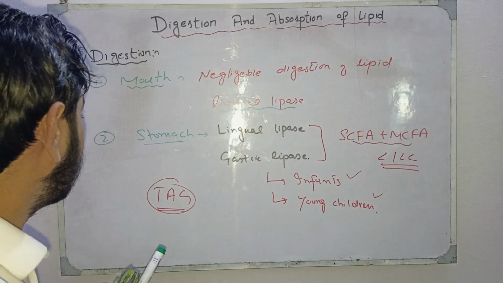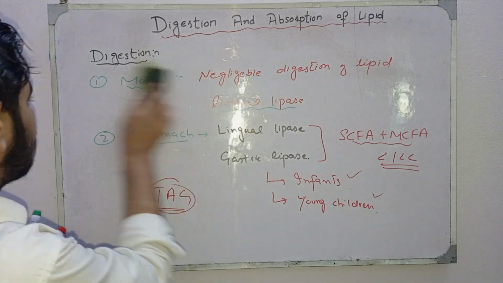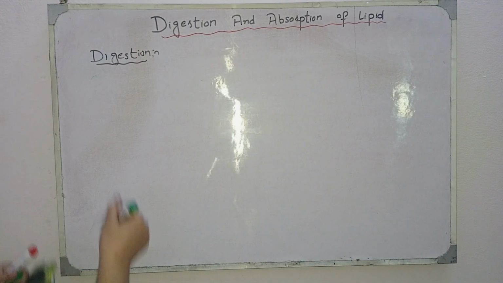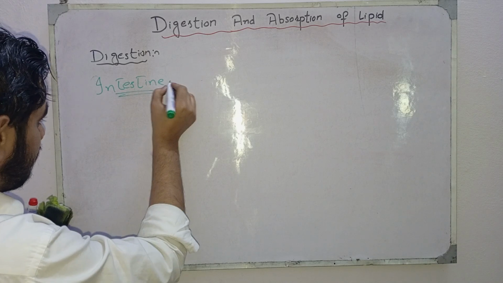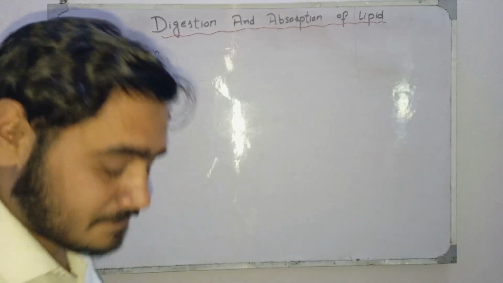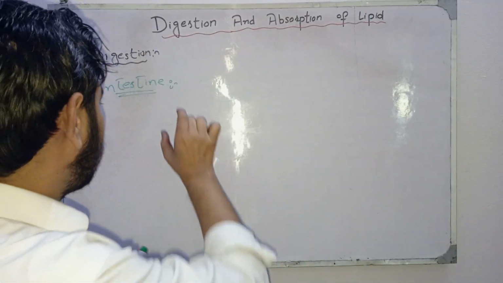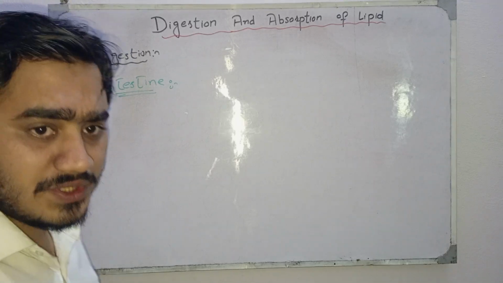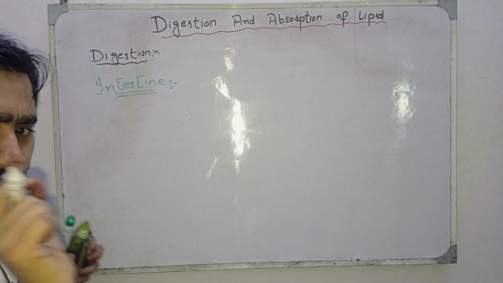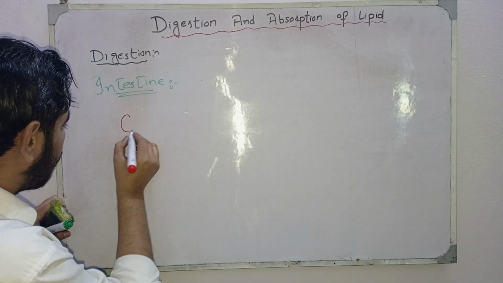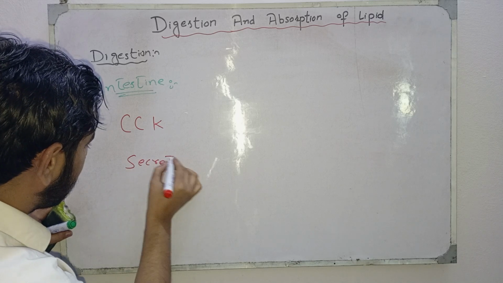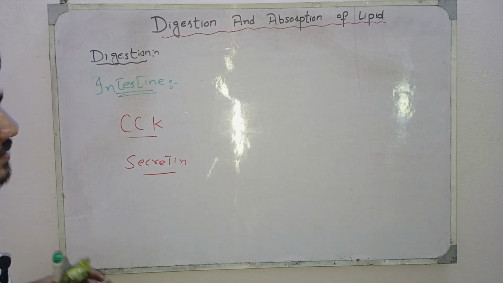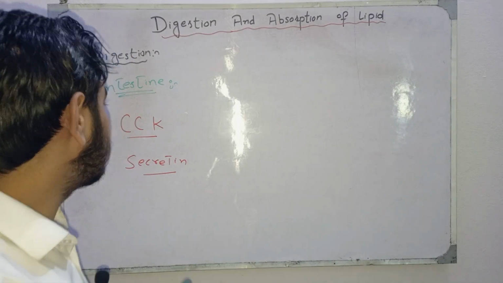Next, intestine. It is the main site for the digestion of lipid. The lipid digestion starts from here. When chyme reaches the intestine, there is a release of two important hormones, cholecystokinin and secretin.